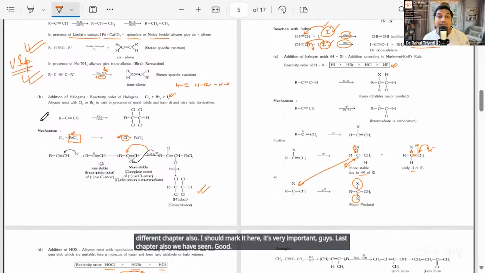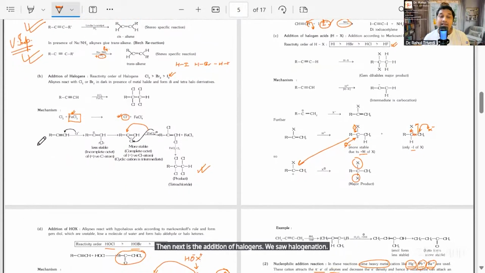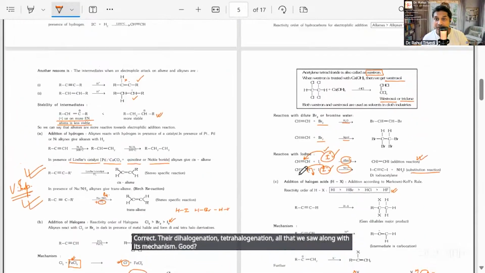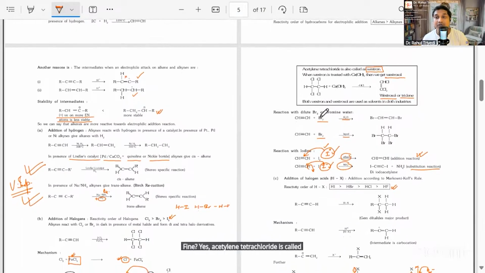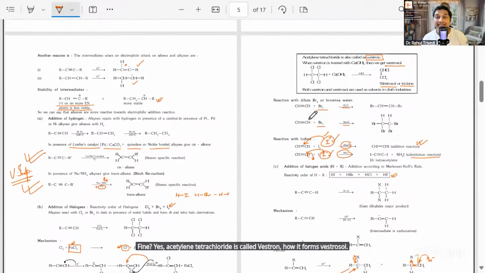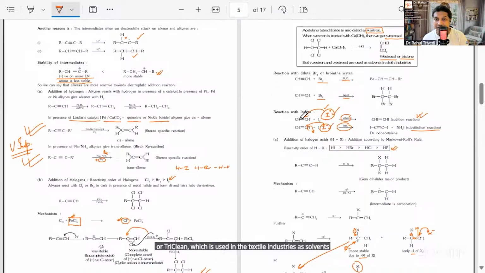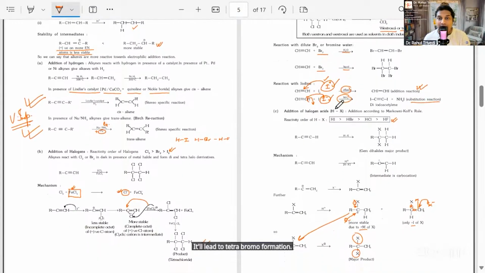Good. Then next is the addition of halogens. We saw halogenation, correct? There dihalogenation, tetrahalogenation, all that we saw along with its mechanism. Good, fine. Yes, acetylene tetrachloride is called Westron, and Westrosol or trichloroethylene, which is used in the textile industries as solvents, all that we saw. So if you add bromine water, what will happen if you add bromine liquid? It will lead to tetrabromo formation because more bromine. Yes or no? Because of more bromine.